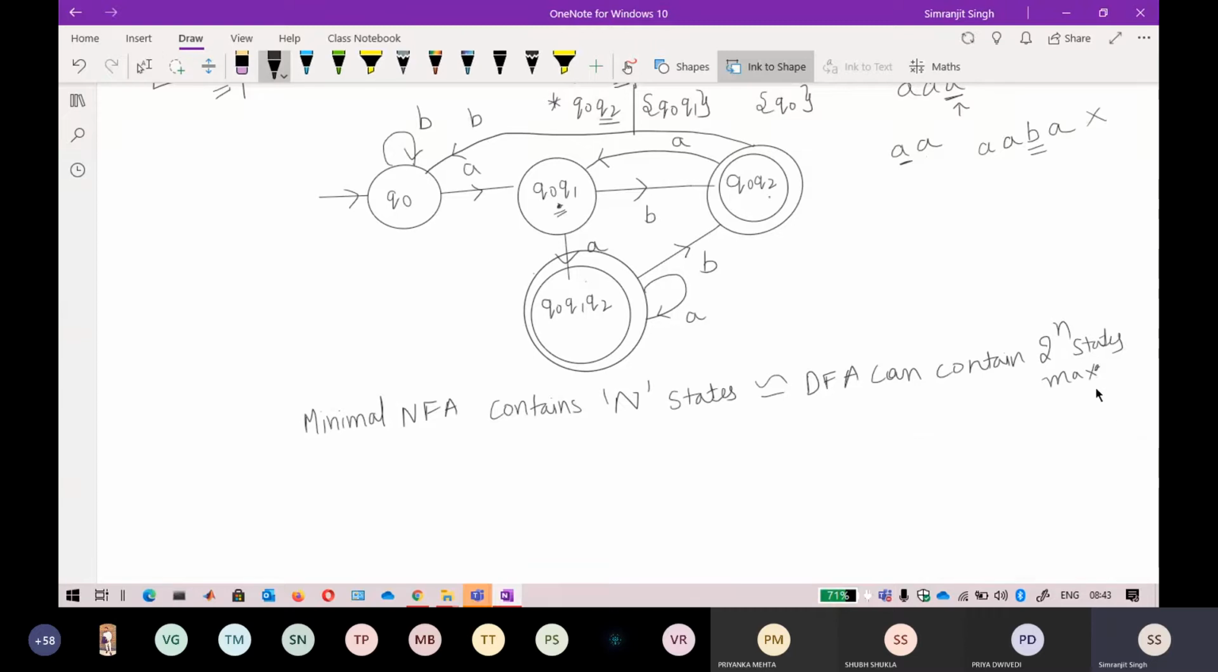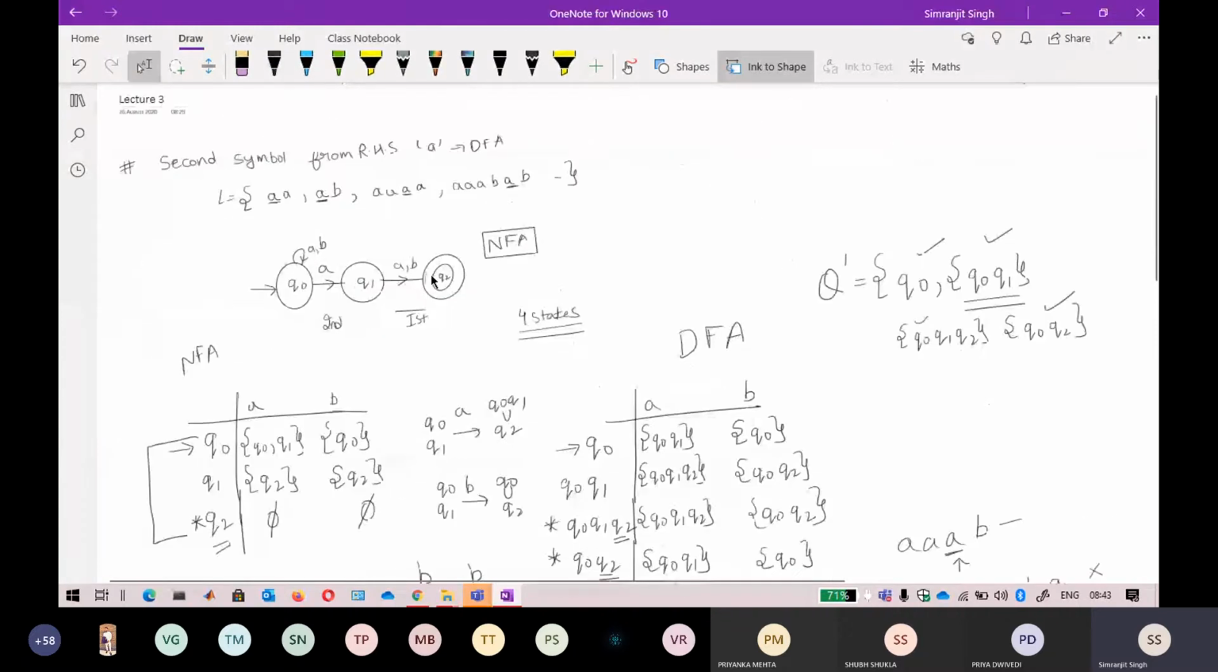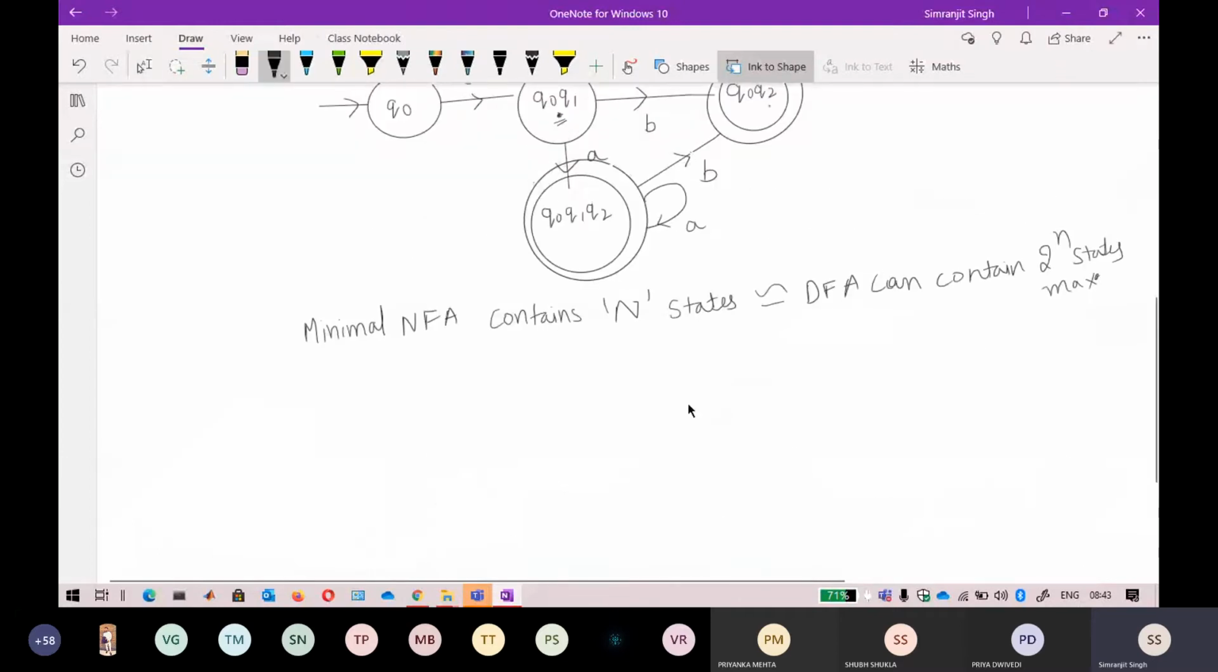Max 2 raised to power n states can be denoted, because you know that in an NFA the number of states can be less because we are not defining all the symbols. Like if you look at this, we have not defined on Q2 the input of A and B. So the maximum number of states of the equivalent DFA is 2 raised to power n, but it's always less than this. There may be one or two automata that can contain the maximum.